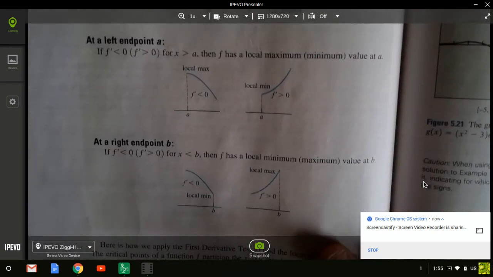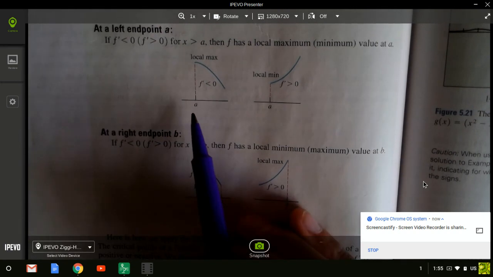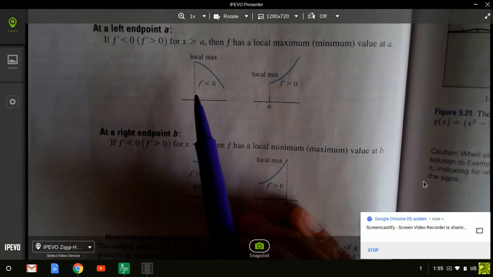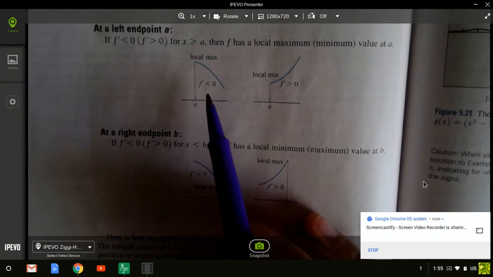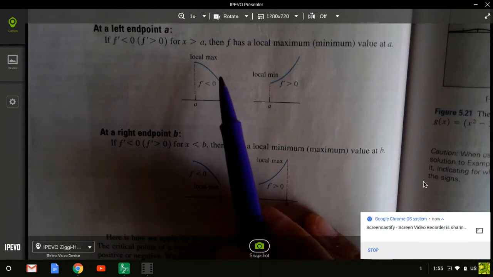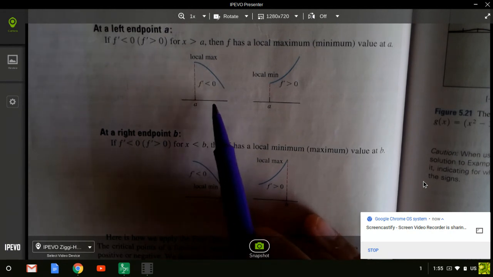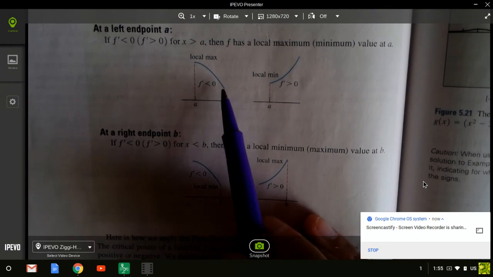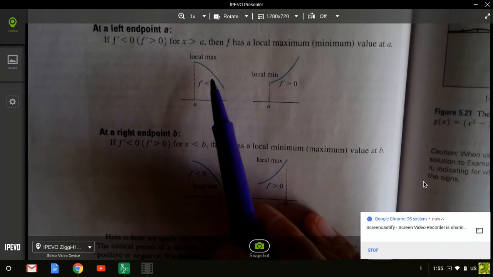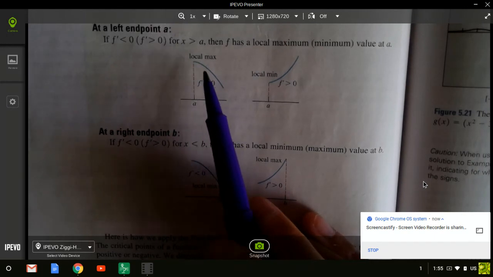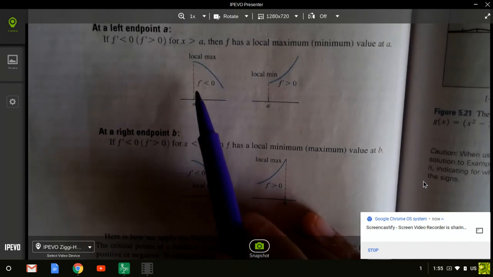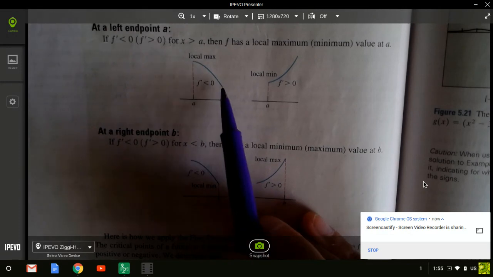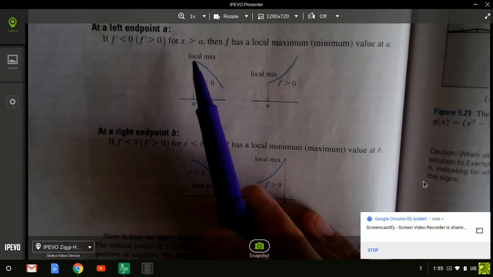And then here's the case with the endpoints. The endpoints are a lot easier. If you know it's an endpoint, like the left endpoint of the graph, and then you put an x value into the derivative function and you see that it's negative, then most likely your critical value is at the end of that string. So that tells you that it's the local max.